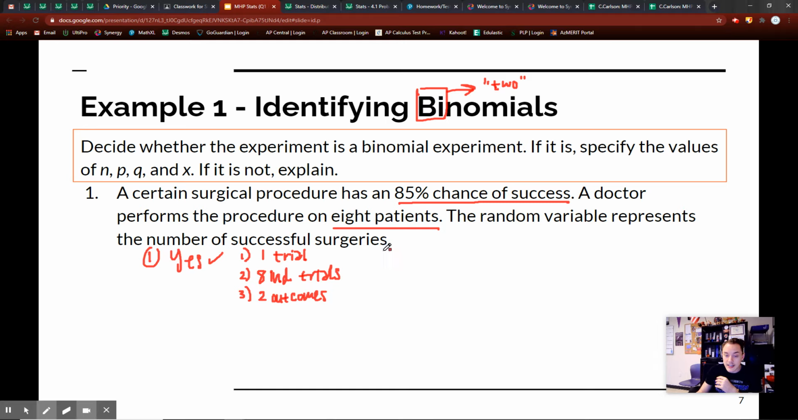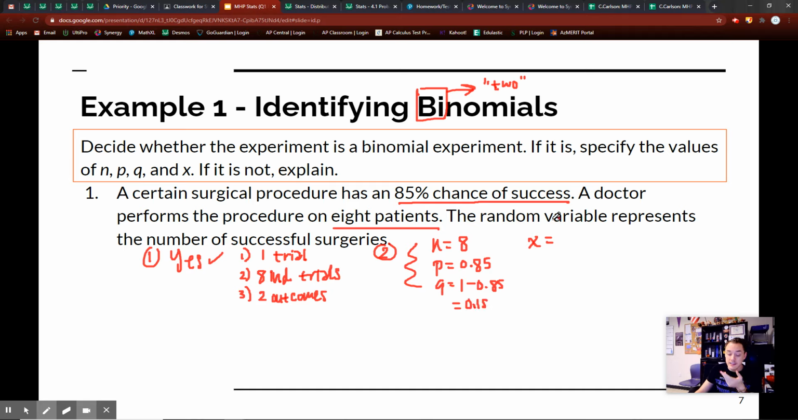Now, my second step is now to actually label out all my variables. So what is my n? What is my p? What is my q? Okay, and then what would be my x? So what is my n? Well, my n will be 8 because that's the total number of trials. My p, my probability of success, is 0.85 or 85%. My q is the complement of that. So this actually equals 0.15.